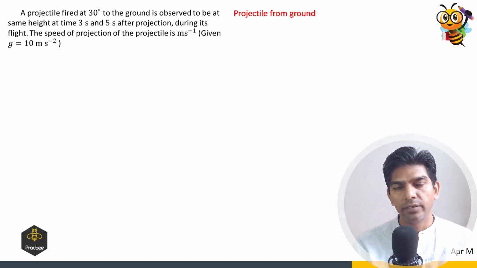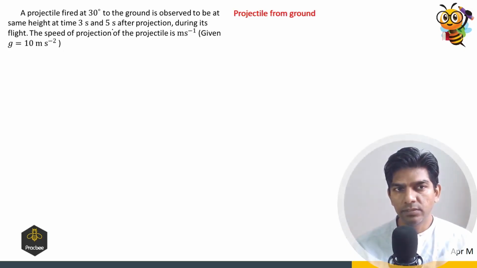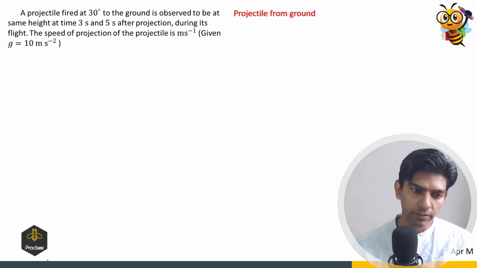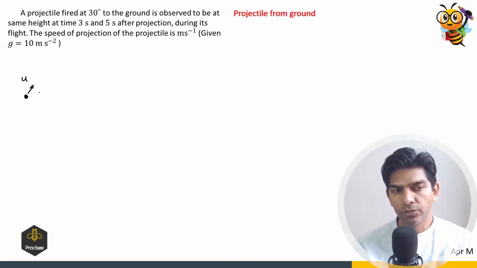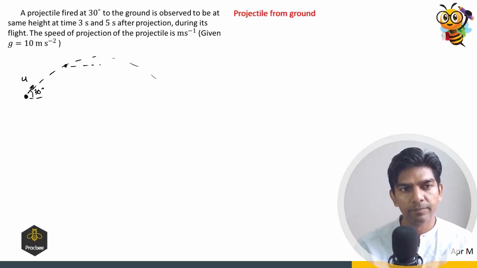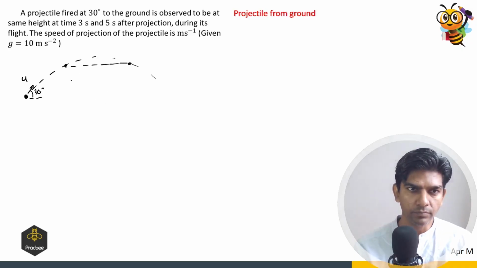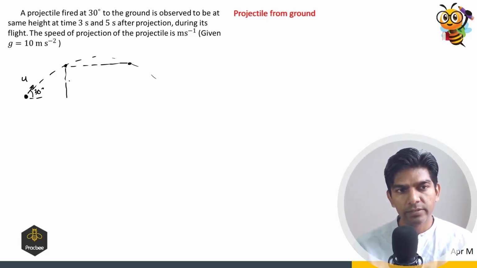Okay, right. So a projectile fired at 30 degrees to the ground is observed to be at the same height at time 3 seconds and 5 seconds after projection during its flight. The speed of projection of the projectile is in meters per second. Right. So if I show you the trajectory, suppose we have launched the projectile with initial velocity u and the angle of projection is 30 degrees and it is at the same height. Let us say this is the height, right? At 2 instants. And we have to find the speed of projection. So let us say this height is h.